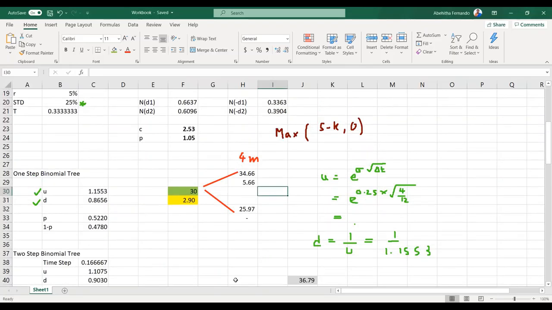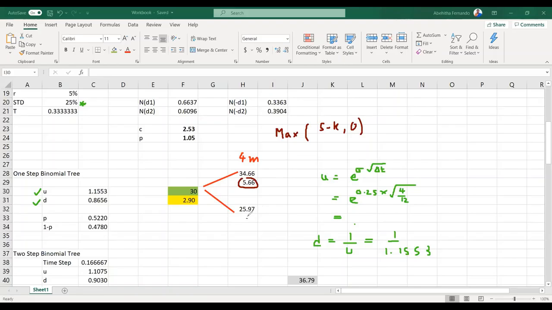So based on that, here you will get the payoff as S minus K, that is 34.66 minus 29, which is 5.66. But in this case, S minus K, 25.97 minus 29 will give you a negative value. We know the value of the option cannot be negative. The worst that can happen is that it can be 0. So here it would be 0.